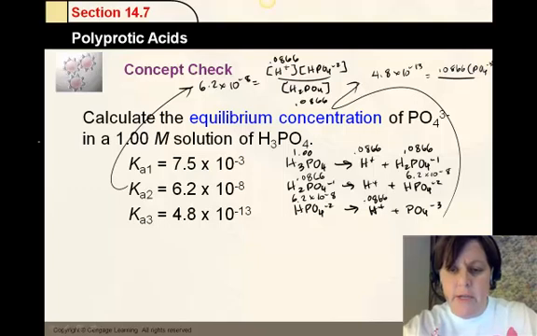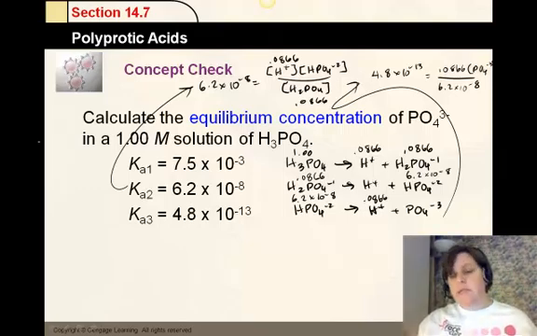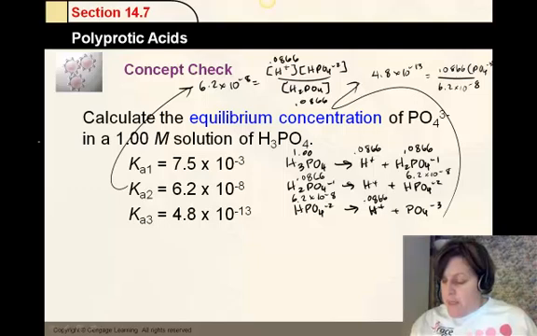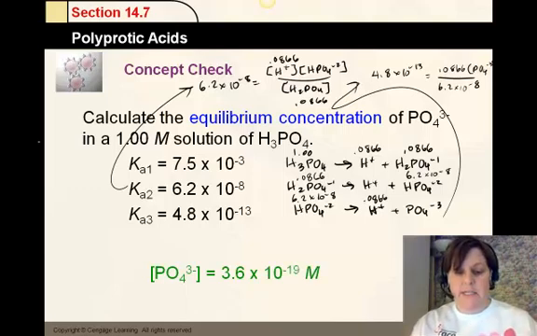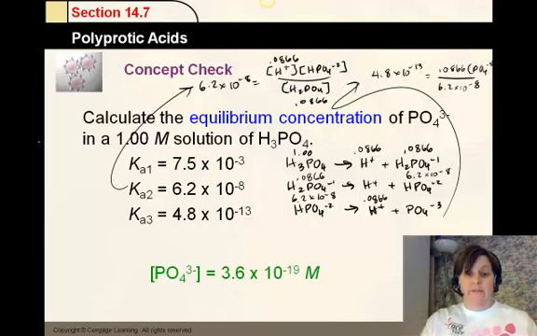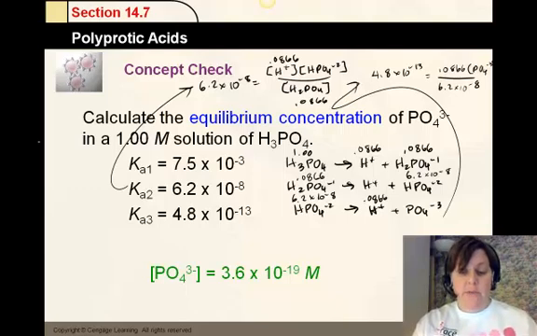Now, unlike before, where we just reduced, when we solve for PO4 negative 3, I get exactly what they get, which is 3.6 times 10 to the negative 19 molar. Very, very dilute. And that obviously would be the concentration of the hydrogen ions as well at that time. You can see it's a very tiny number. So the first Ka value is the important one for us.